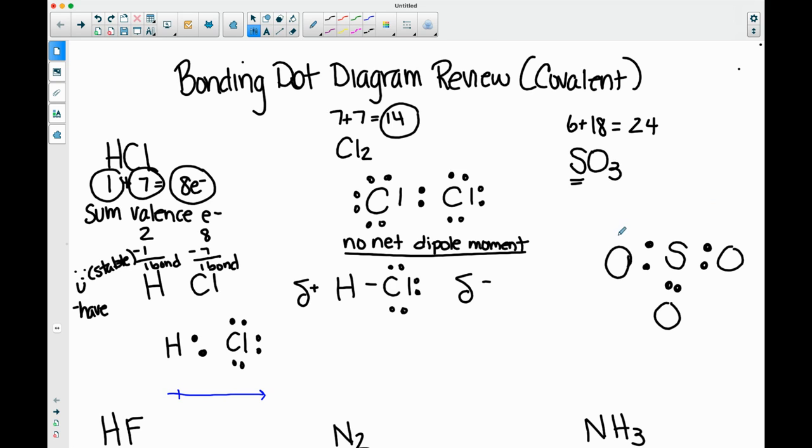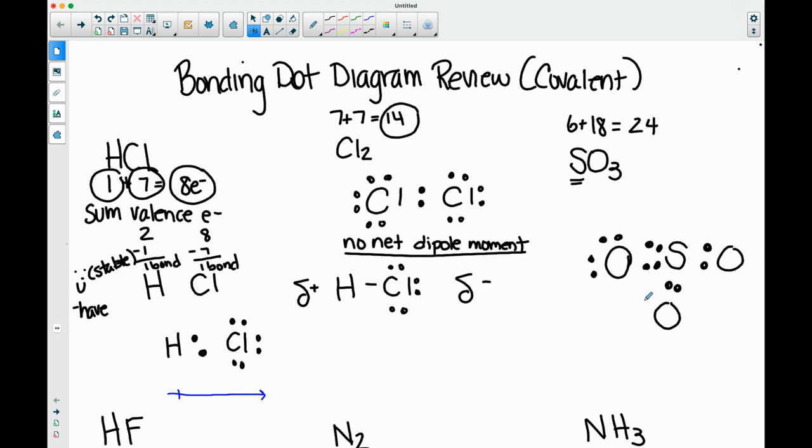And if I put all 18, I'm just going to do this really quick here, that would satisfy the octets of 3 of the 4 atoms, but not all 4. When that happens, we try a double bond. So I have some room here. I'm just going to make this one the double bond. That means that we've used 2, 4, 6, 8 of my 24. And that means that this sulfur now has 8 around it. Oxygen, this oxygen only needs 4. And so now I've used 2, 4, 6, 8, 10, 12 of my 24.